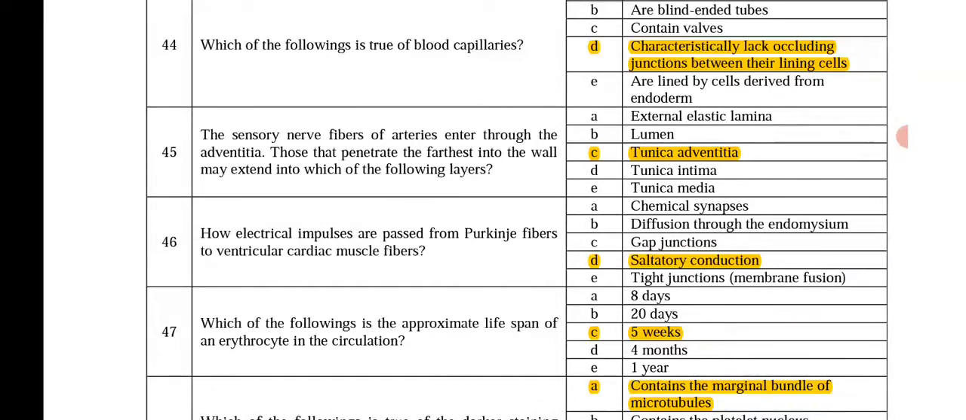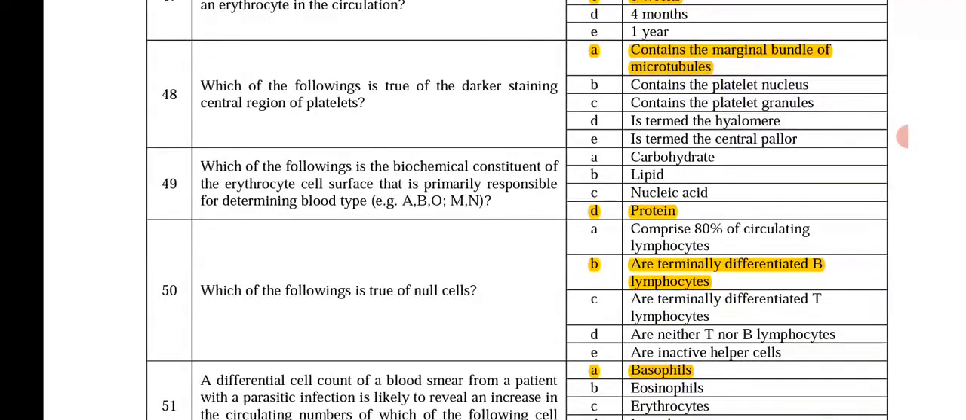Cell conduction. Which of the following is the approximate lifespan of an erythrocyte in circulation? 5 weeks. Which of the following is true of the darker staining central region of platelets? Contain marginal bundle of microtubules? Which of the following is the biochemical constituent of the erythrocyte cell surface that is primarily responsible for determining blood type? ABO MN protein. Which of the following is true of null cells are terminally differentiated B lymphocytes?